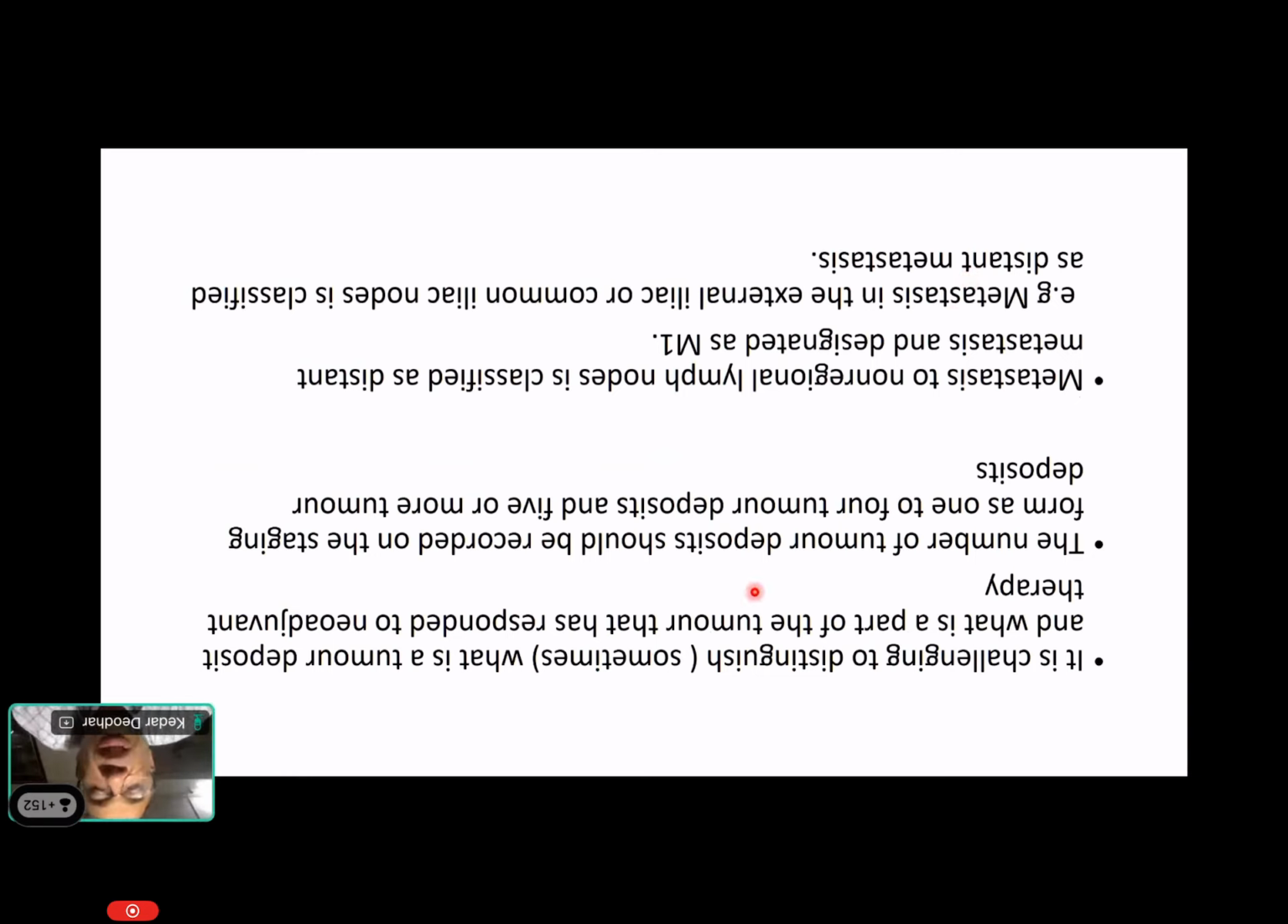Last point, I think it's challenging to distinguish what is actually a tumor deposit, and in a case treated by CT and RT, what is a part of the tumor which has responded to neoadjuvant therapy. So suppose we have a 3 cm tumor before CT/RT, and the tumor has partially responded. That means that 3 cm becomes 2 small separate areas of 1 cm each. Does that mean there's a tumor deposit or this is a tumor area? This again is very challenging, to distinguish whether it's a node or tumor.